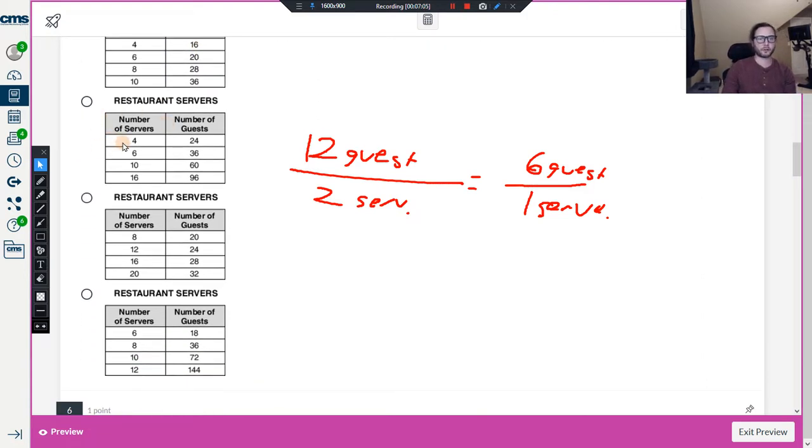Option B, 4 servers for 24 guests. 4 times 6 is 24, so that works. 6 times 6 is 36, that works. 10 times 6 is 60, and I think you can figure that out. This is the one that is going to be our answer. And just double check for C, it says for 8 servers there's 20 guests. No, 8 times 6 is not 20. And for this bottom one, it says for 6 servers there are 18 guests. Again, no. 6 times 6 is not 18.